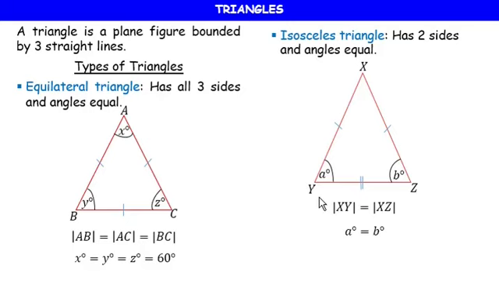So if XY is equal to XZ, then angle XYZ, that is angle A, is equal to angle XZY, that is angle B, right? So the angles formed at these 2 corners are also equal. That is, when the lines at the side here are of equal length, that is an isosceles triangle.